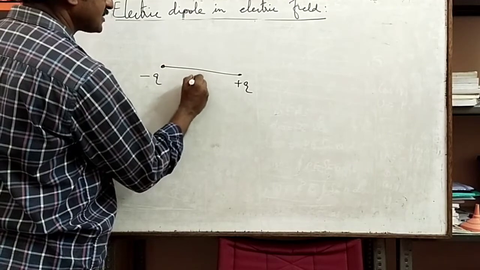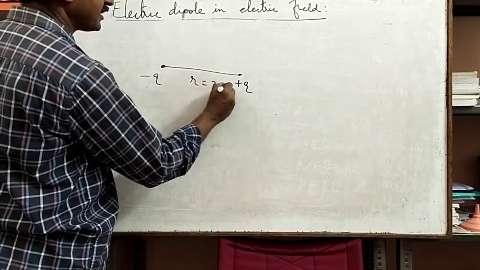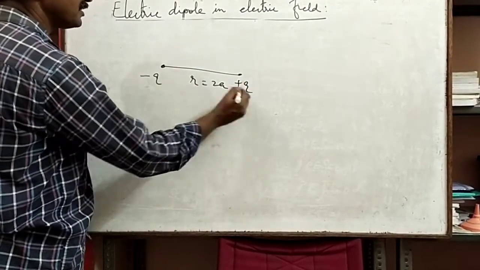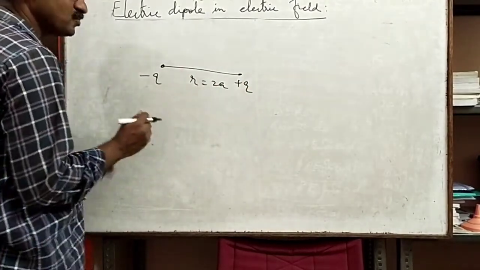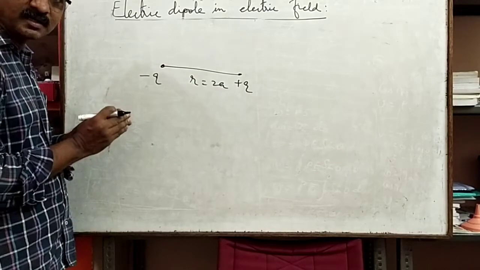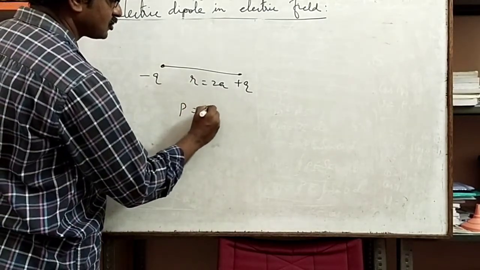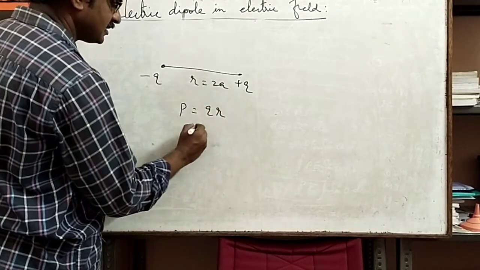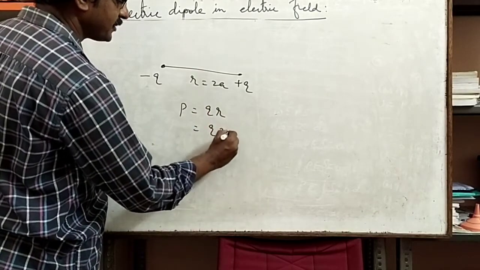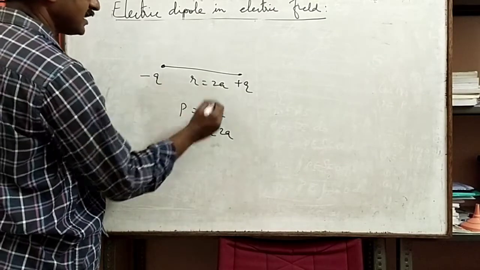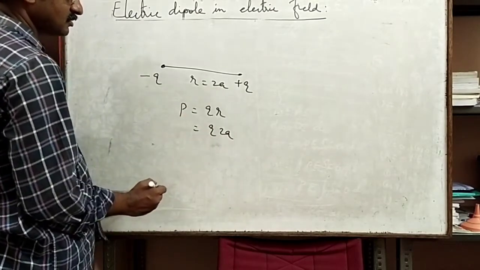Imagine they are at a small distance r, let r equal to 2a here. Then this constitutes an electric dipole. Two equal and opposite charges separated by a small distance constitute an electric dipole. Electric dipole moment P equals q into r. It is nothing but q into 2a. So electric dipole moment is the product of one of the charges and the distance between the charges.